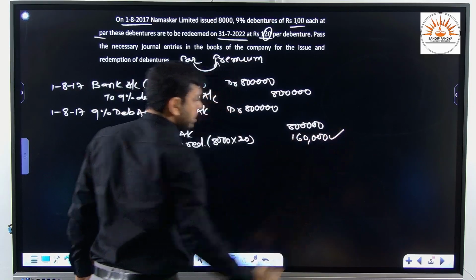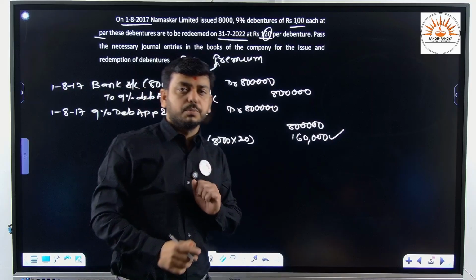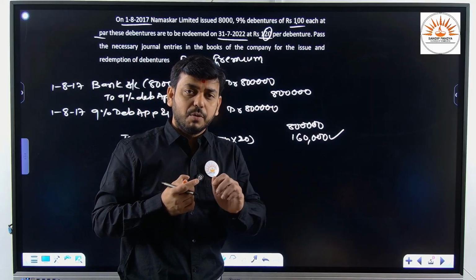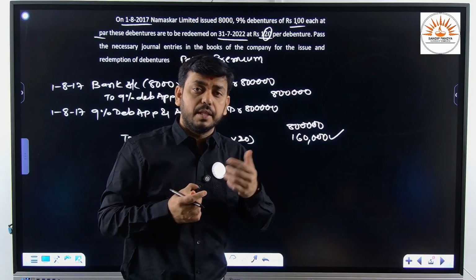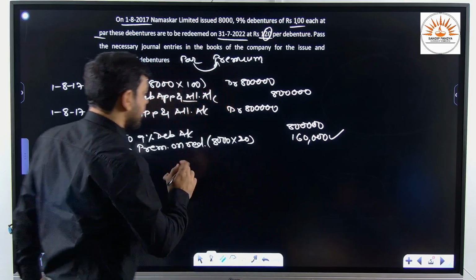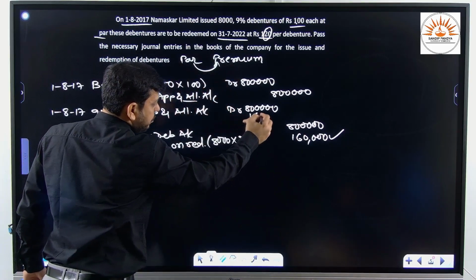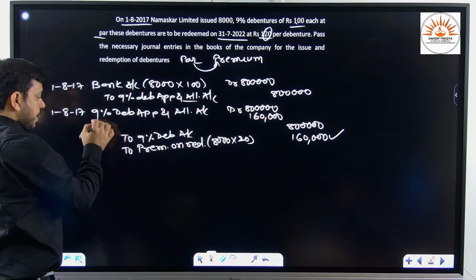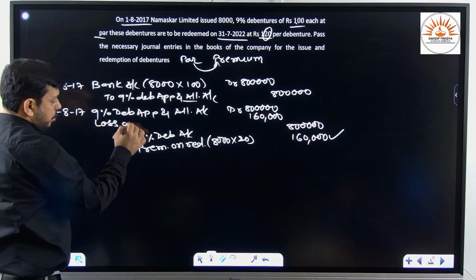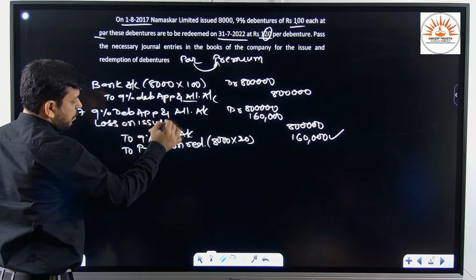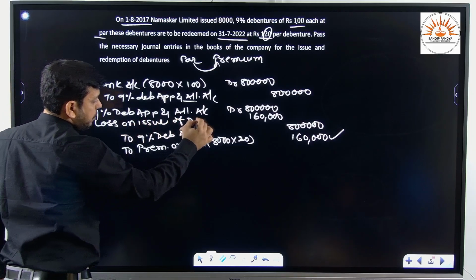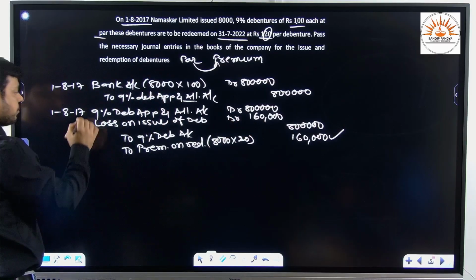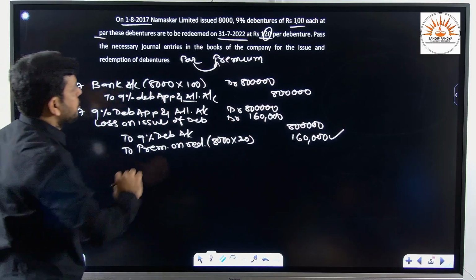These 1,60,000 will be nothing but a loss for us. Why? Because from debenture holder we have received 8 lakhs, but we need to redeem 1,60,000 additional whenever we shall redeem. So these 1,60,000 will be definitely loss for us. Hence we shall debit it. Loss on issue of debenture account, that is rupees 1,60,000. Fine. Now these two entry for the issue.